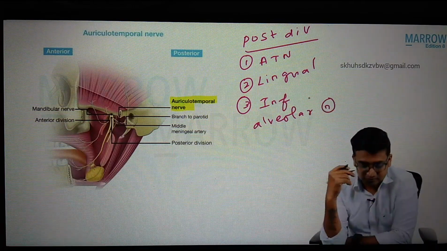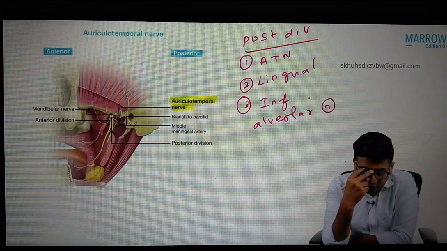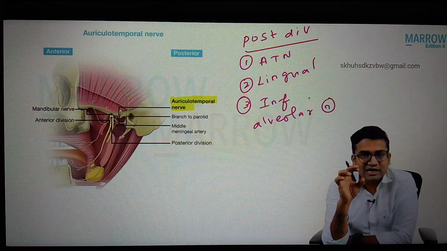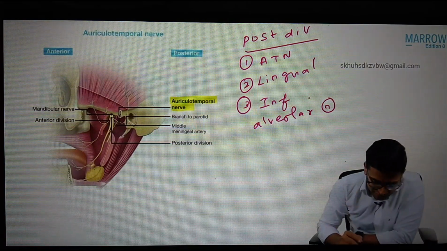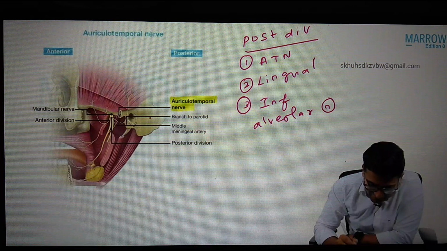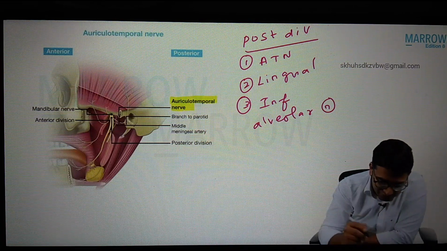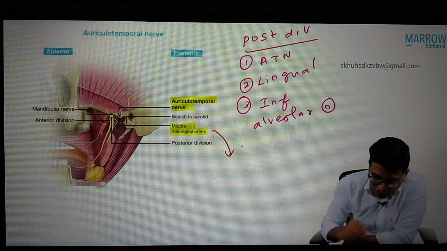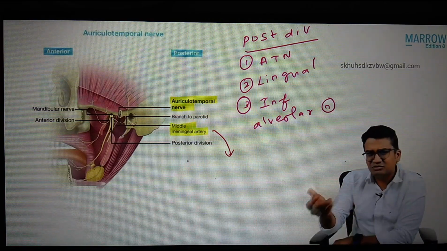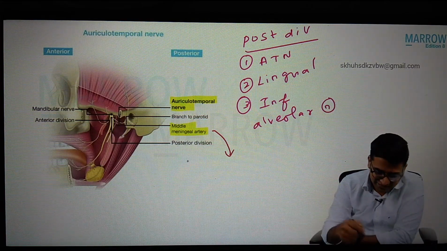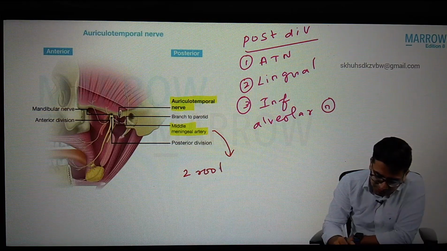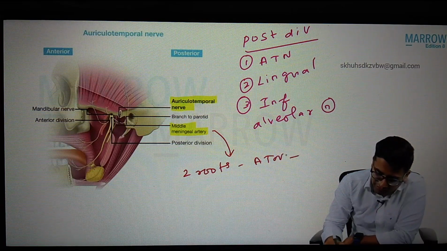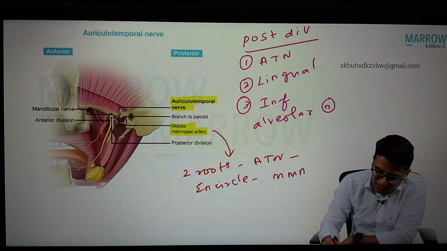Okay, right. Now see the auriculotemporal nerve. The auriculotemporal nerve fibers have 2 roots, and these 2 roots encircle the middle meningeal artery. This and all, they won't ask you. For completion's sake, I am saying the 2 roots of auriculotemporal nerve encircle the middle meningeal artery.